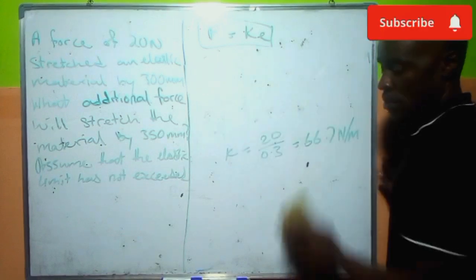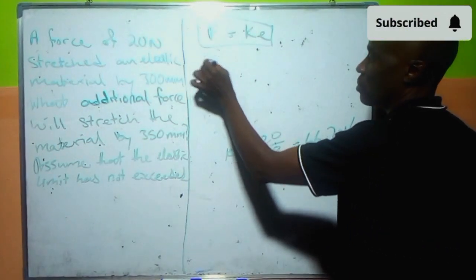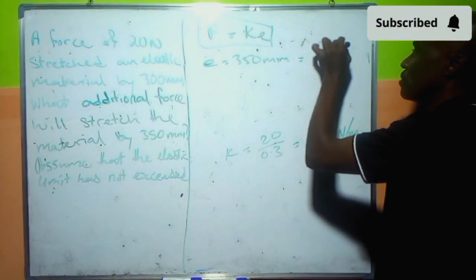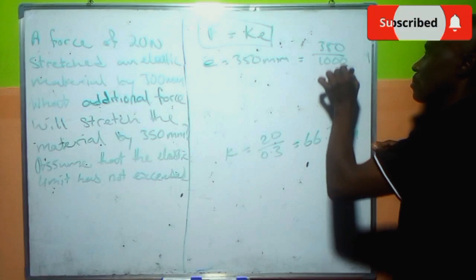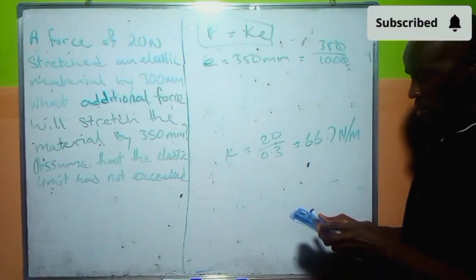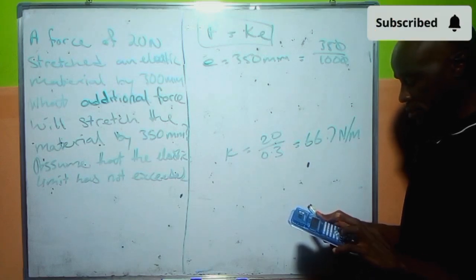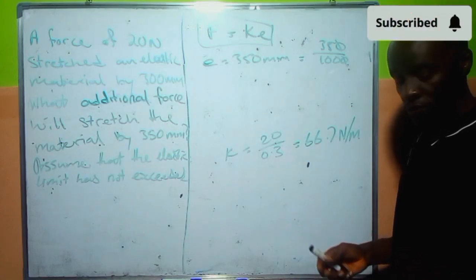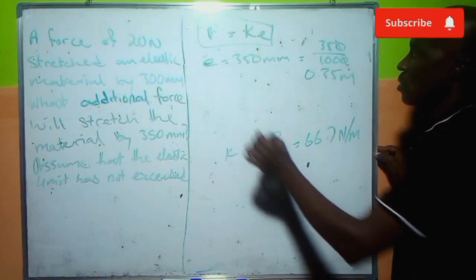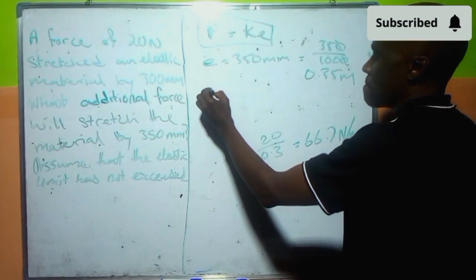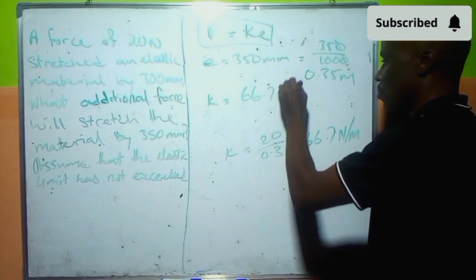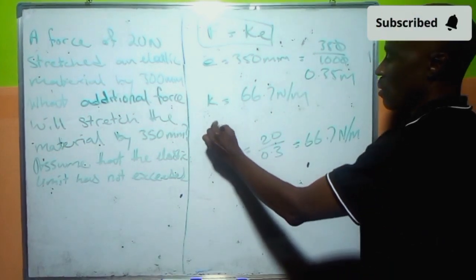So we have our extension to be 350 millimeter this time, which will also be 350 divided by 1000. When we do that, 350 divided by 1000 gives us 0.35 meter. So our K this time is what? 66.7 Newton per meter. So we substitute. Our force is what we don't know.